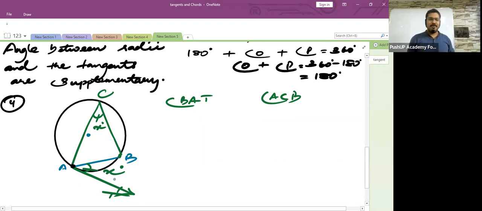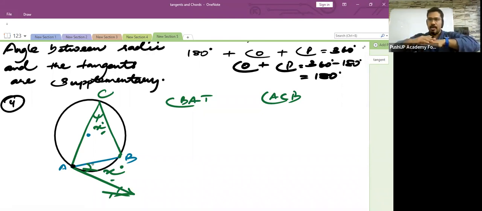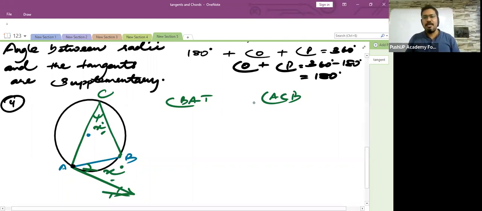And I have assumed it to be how much? X degrees. And what is angle ACB? It is the angle subtended by this chord AB on the circumference of the circle. And what did I say? Whatever is the angle between the chord and the tangent, the same will be the angle subtended by this chord on the circumference of the circle. That means if I'm assuming BAT is equal to X degrees, angle ACB will also be equal to X degrees. In short, I can say angle BAT is equal to angle ACB.